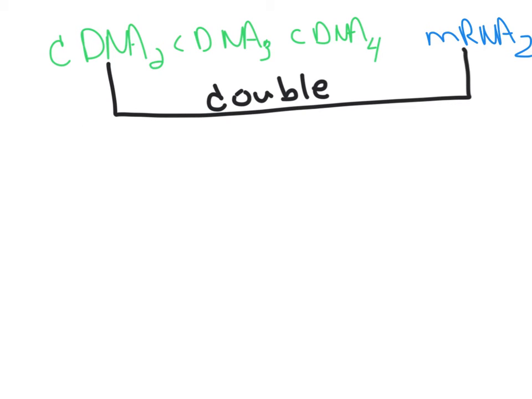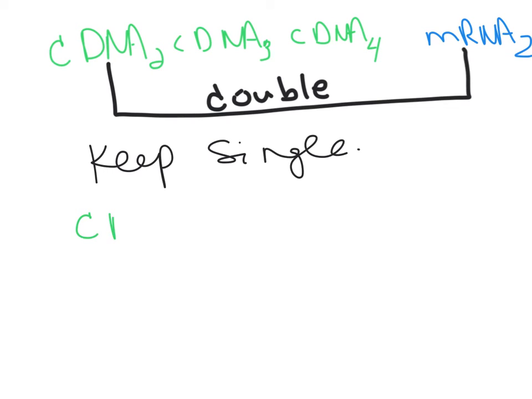So the next step is to remove the double and keep the single. So I would like you to at least list that some way, that we are keeping the single, and also list what those singles are. For cell A, it's going to be cDNA3 and cDNA4, and for cell B, in this case, it's nothing. This is a unique situation.